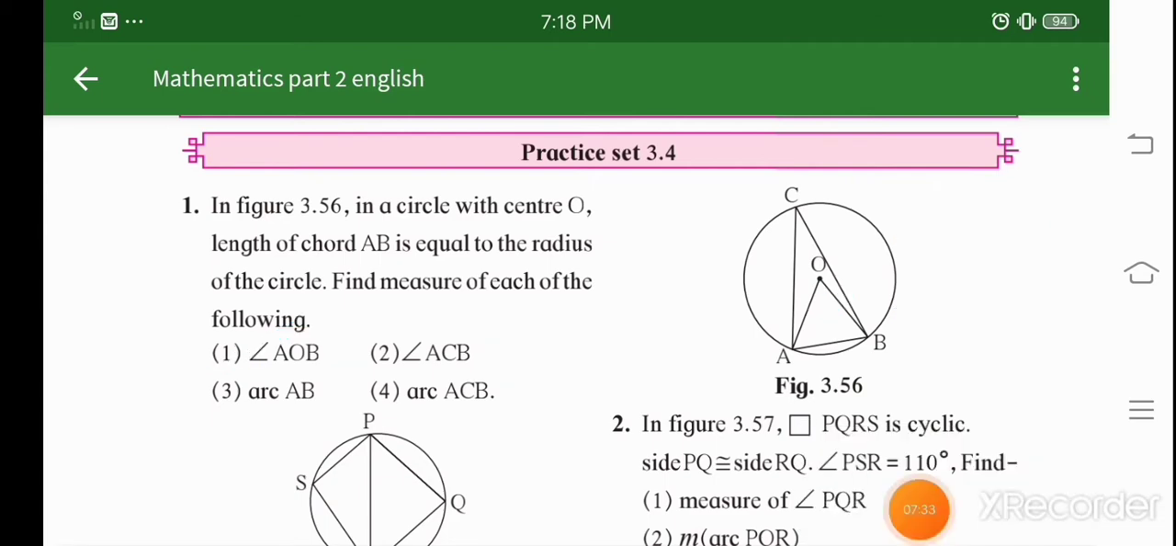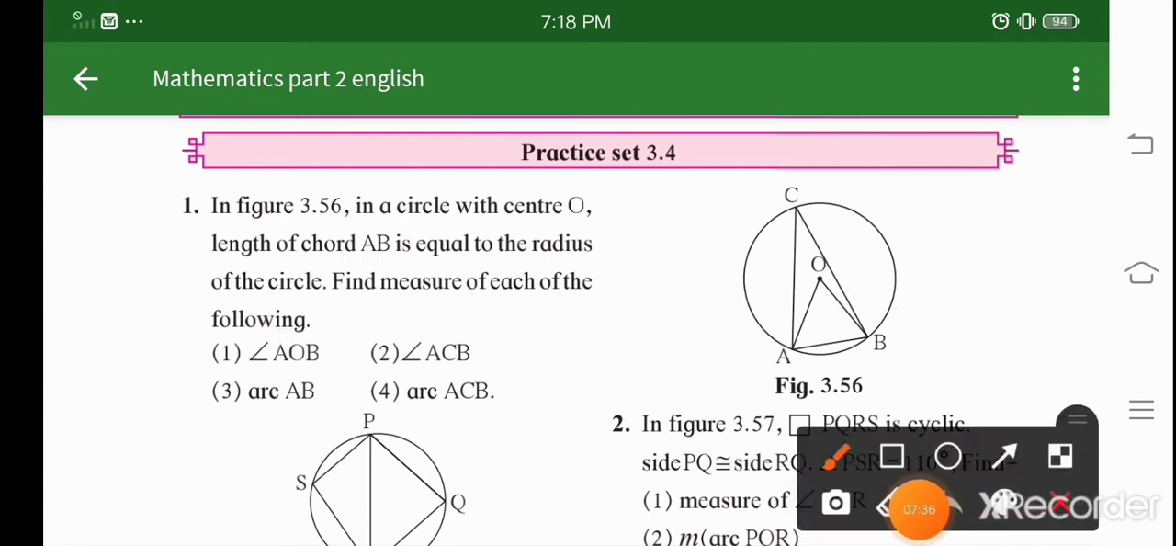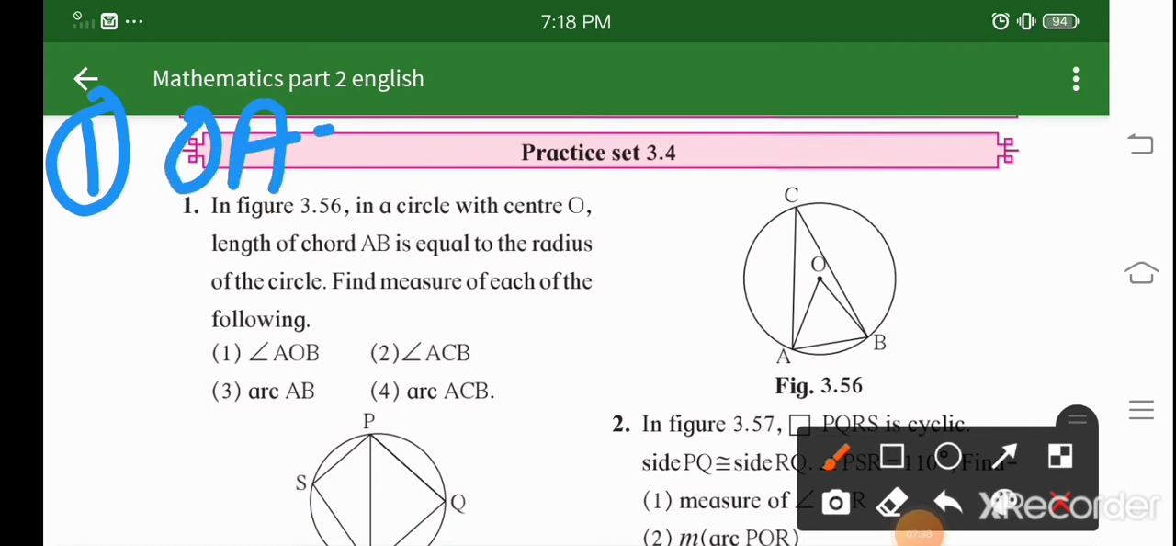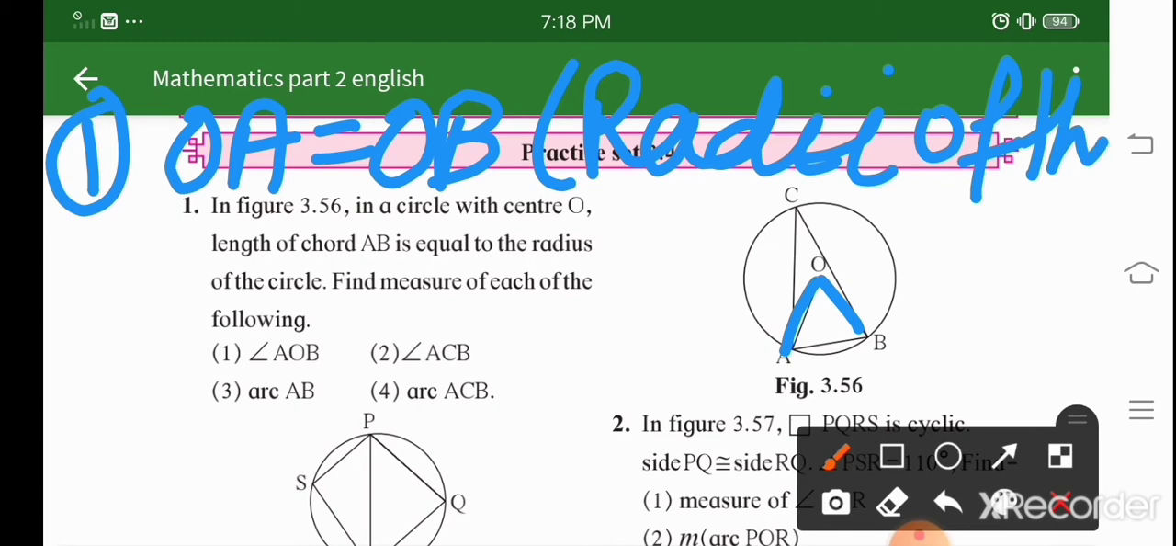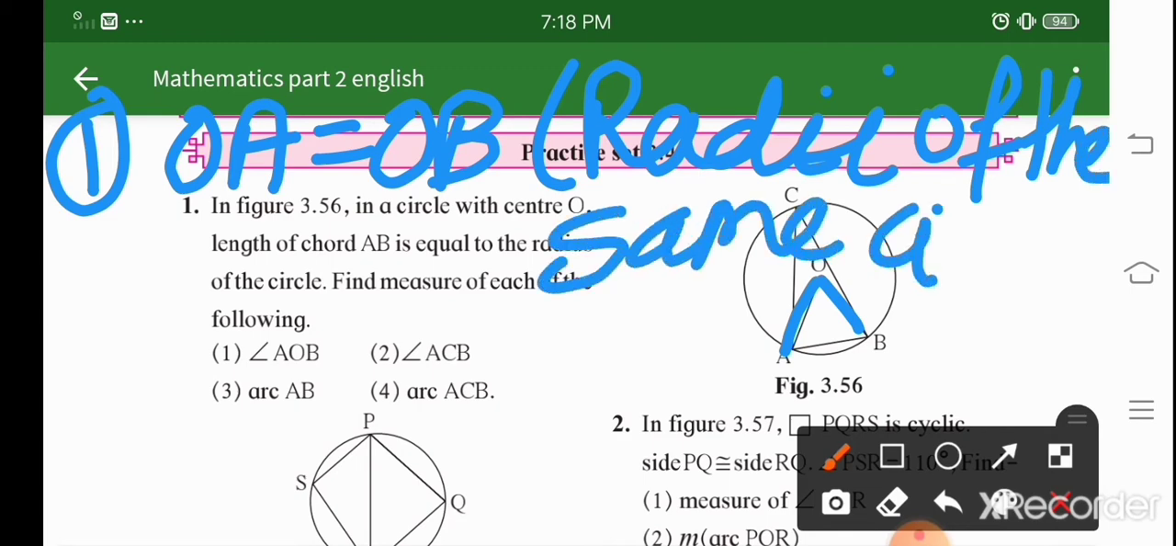So how can you write it? You have to show it. First, OA is equal to OB. This is radius OA and this OB is radius, and they are equal. How? Because they are radii of the same circle. I think this is clear.